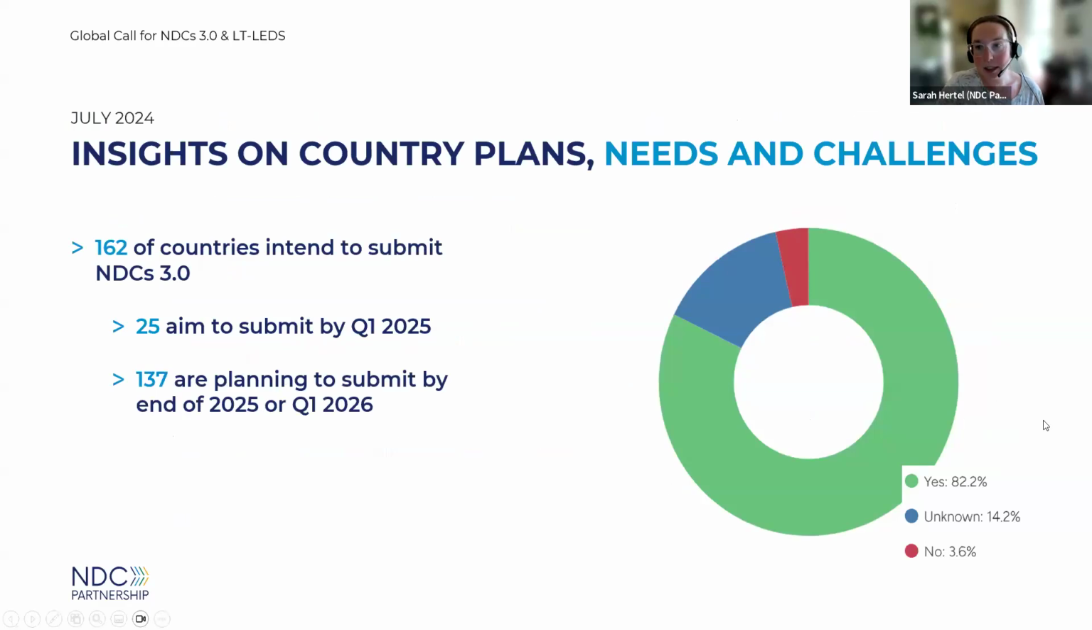The country plans, needs, and challenges. So there's a number of countries that intend to submit NDCs 3.0, 25 of which aim to submit by Q1 of 2025, and even more by the end of 2025 or early 2026. So this is just some scene setting for the actual Navigator itself and why we developed it.